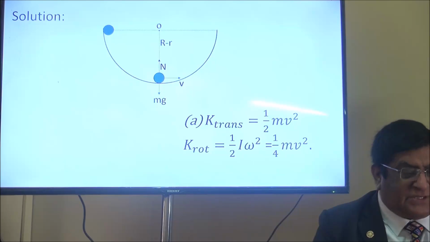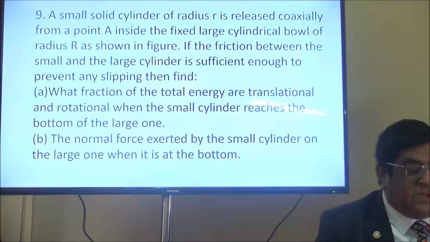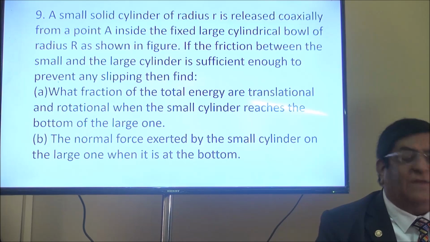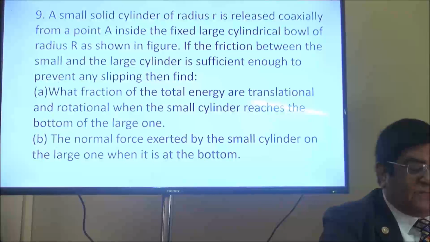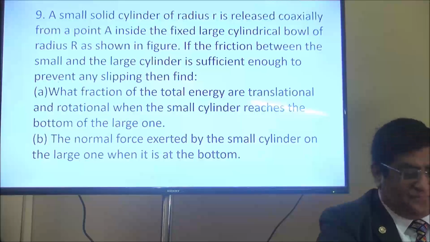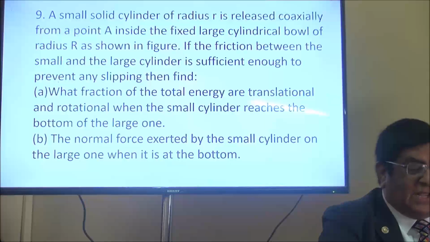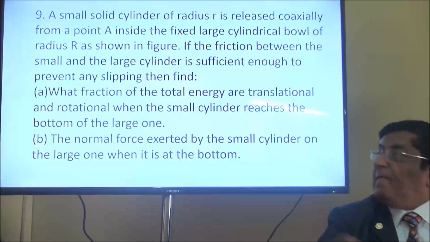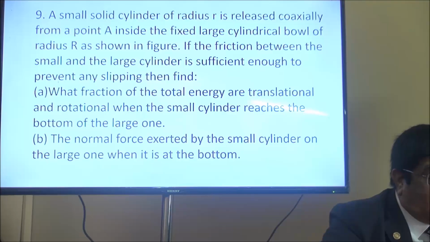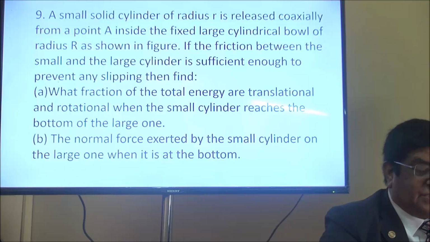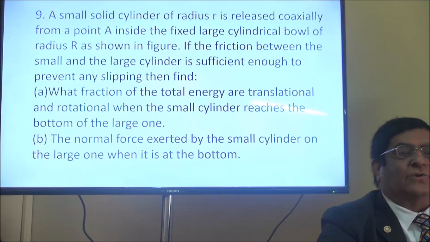So, what is our question? If the friction is sufficient enough to prevent slipping, then find out. What is to be found out here? Question A. What fraction of total energy is translational and rotational when the small cylinder reaches the bottom of the large one?